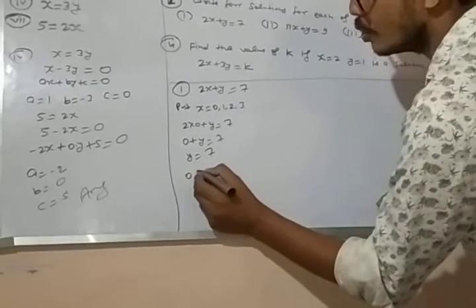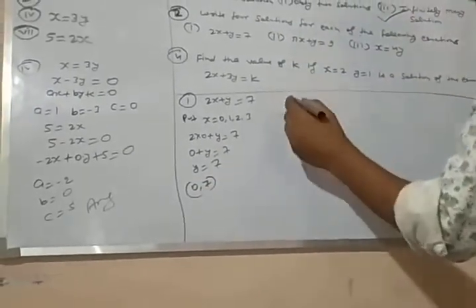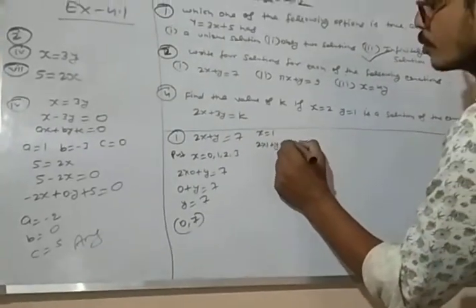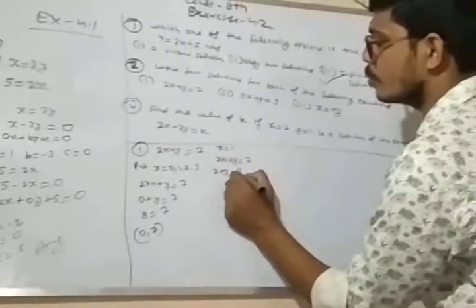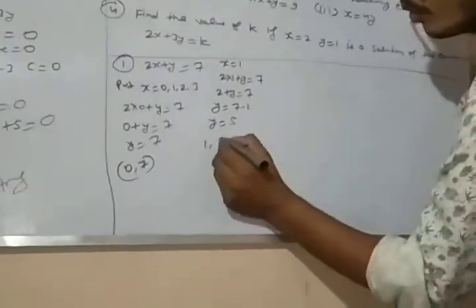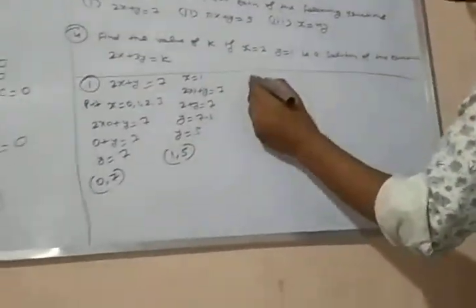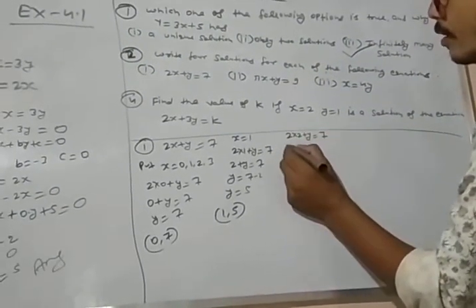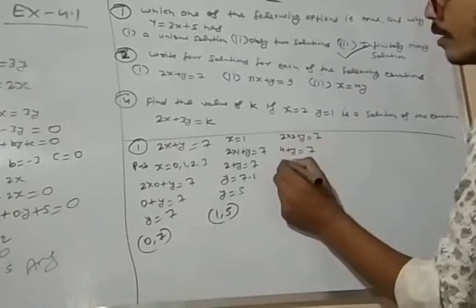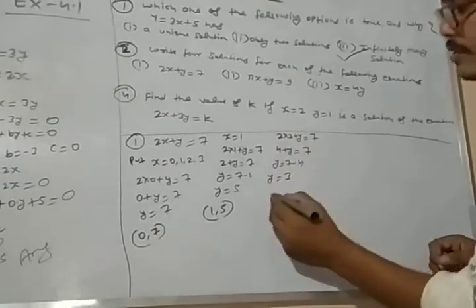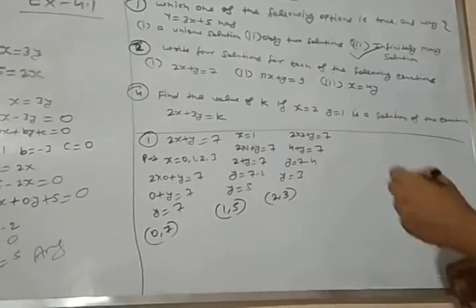First solution 0, 7. Also put x is equal to 1 in this equation. 2 into 1 plus y is equal to 7. 2 plus y is equal to 7. y is equal to 7 minus 2. y is equal to 5. Second solution, coordinates 1, 5. Now third, x is equal to 2. 2 into 2 plus y is equal to 7. 4 plus y is equal to 7. y is equal to 7 minus 4. y is equal to 3. Means third solution 2, 3.